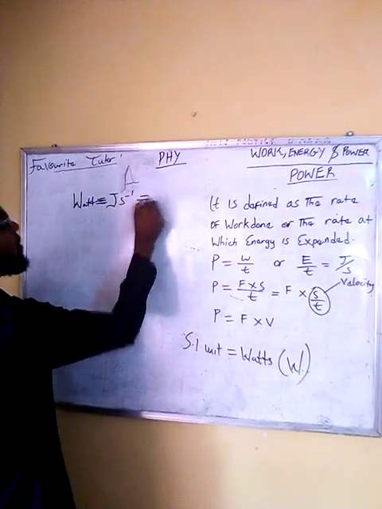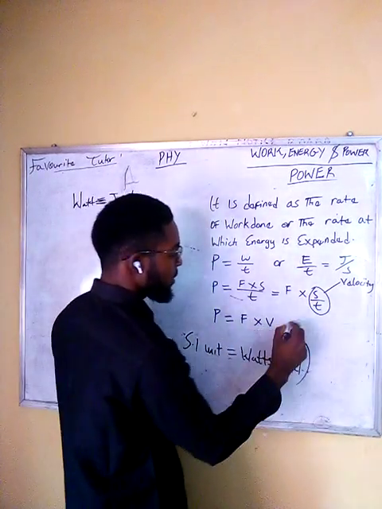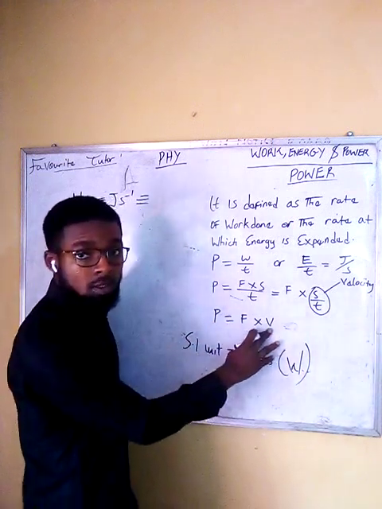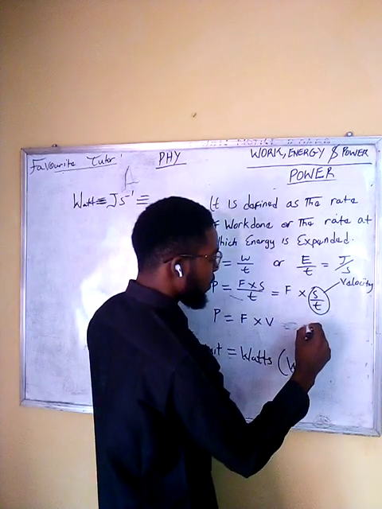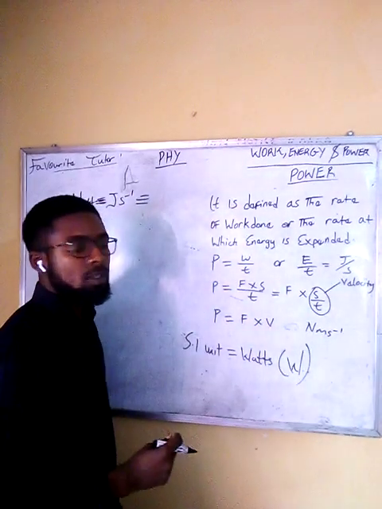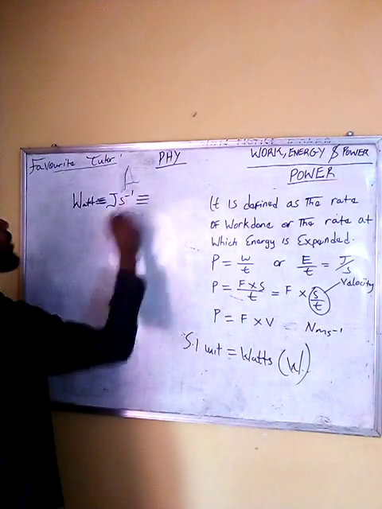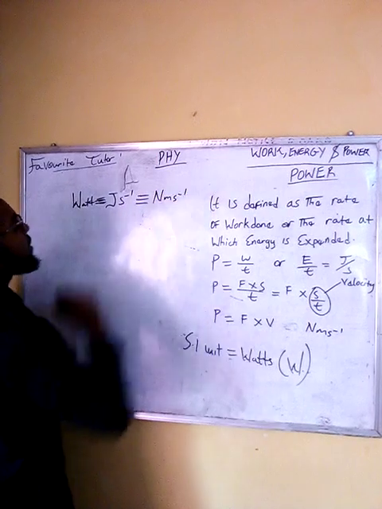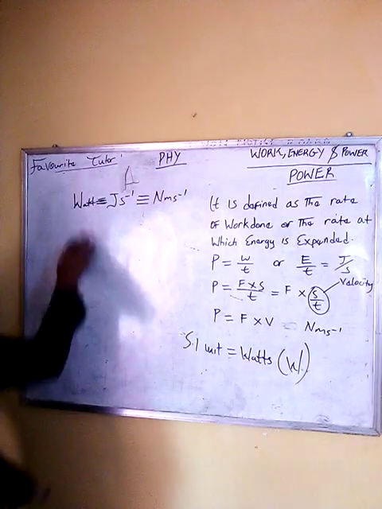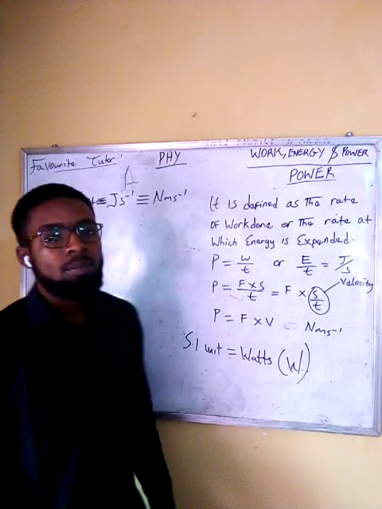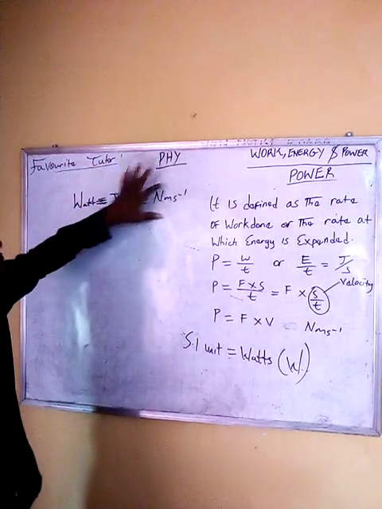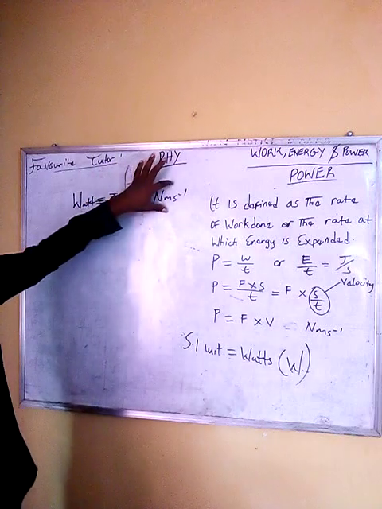And also equivalent to, right here, we know that power is also force times velocity, where force is calculated in newtons and velocity is in meters per second. So joules per second is also equivalent to newton meter per second. Right here, these are the units for power. Either we use the watts, the joules per second, or newton meter per second. These are the derived units for power: joules per second, newton meter per second.